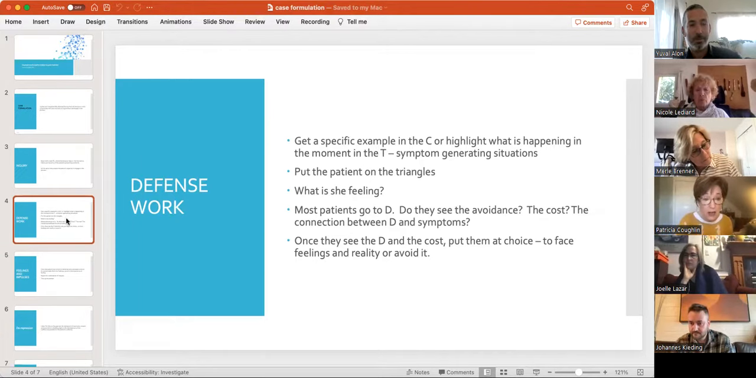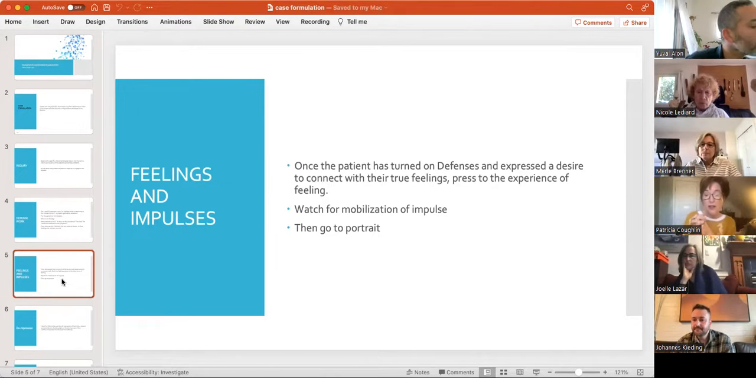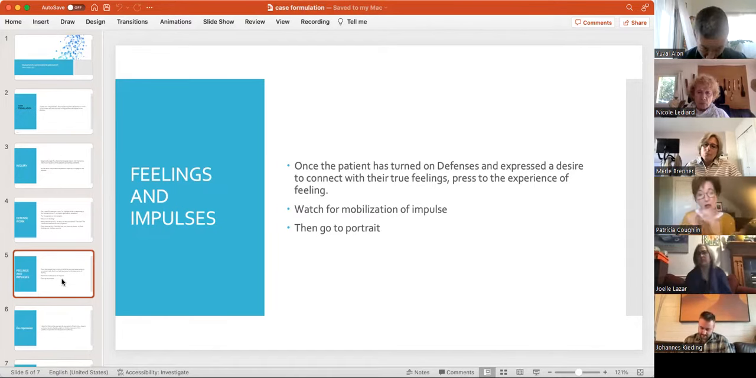And I don't move on to this next phase of feeling until the patient has indicated that's what they want to do. Okay? So once they've turned on their defenses and expressed a desire to connect with their feelings, that's what we do. And you press to the feeling until you see some sort of physical mobilization of impulse. You're going to watch for the jaw clenching or fists forming. That's your indication that the impulses are in the preconscious bin. And it's at that point that we can go to the portrait.